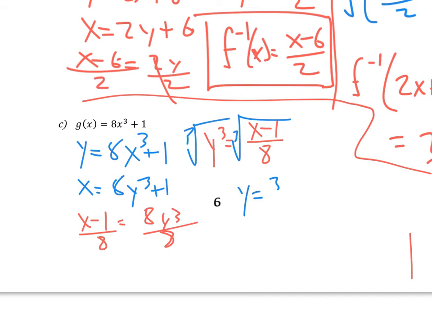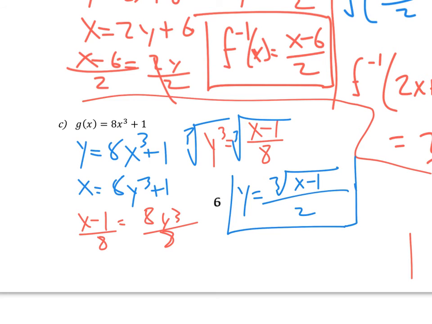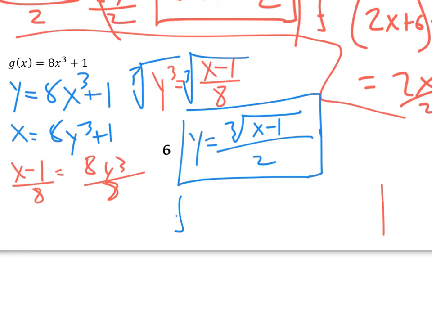Cube root. Now we can actually cube root at the top and cube root at the bottom. So let's just cube root at the top because we can't do anything with it. The cube root of 8 is 2. Right? And there is our inverse of f. f inverse of x is the cube root of (x minus 1) all over 2.